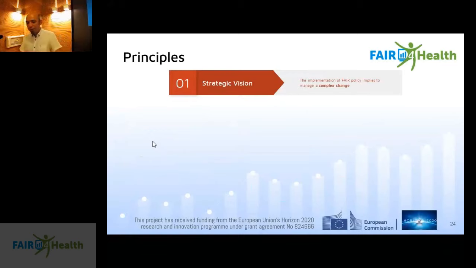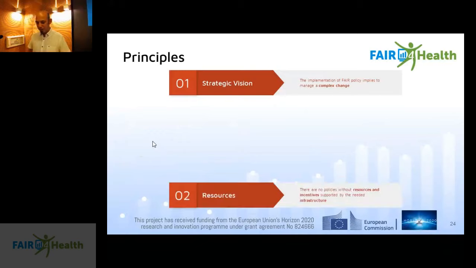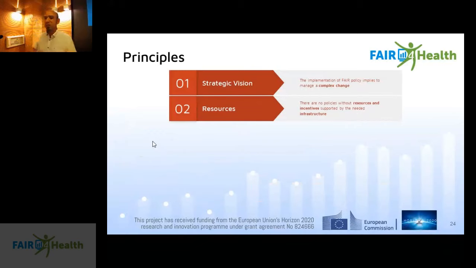So the principles, the first one, the strategic vision. To implement this FAIR data policy in a health research environment is a very complex change that needs to be well managed, and of course it needs to have a leader to put it forward. The second principle is about resources. You will not have any implementation of FAIR or anything without resources. And we are talking about human resources, but also technological infrastructure.